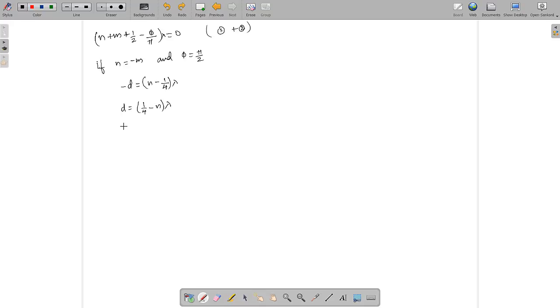Now, since n is an integer, n should be less than or equal to 0. That is, n should be equal to 0, minus 1, minus 2, minus 3, and so on. So that is the condition. That is, n is equal to 0, minus 1, minus 2, minus 3, and so on, and phi equal to pi by 2, since phi is less than pi. So phi equal to pi by 2 are the conditions under which the situation is possible.